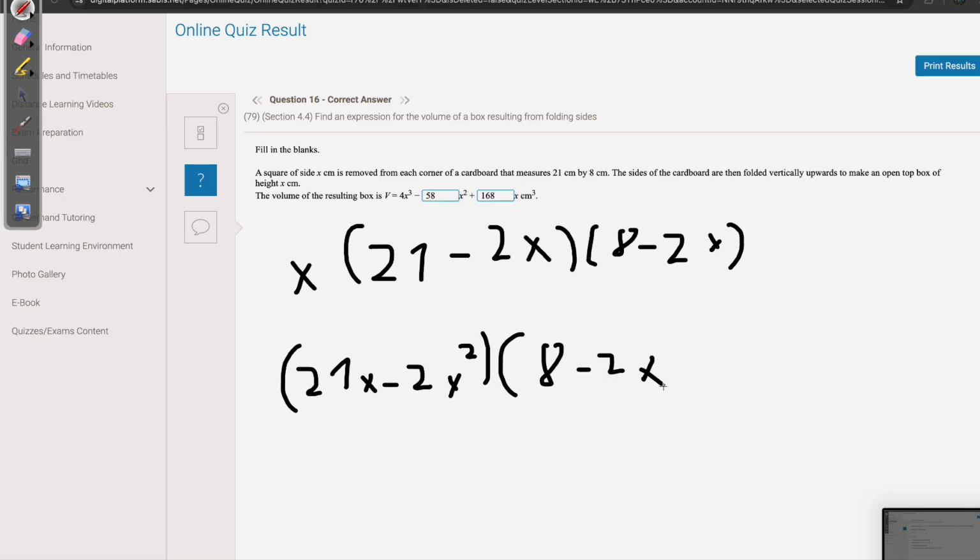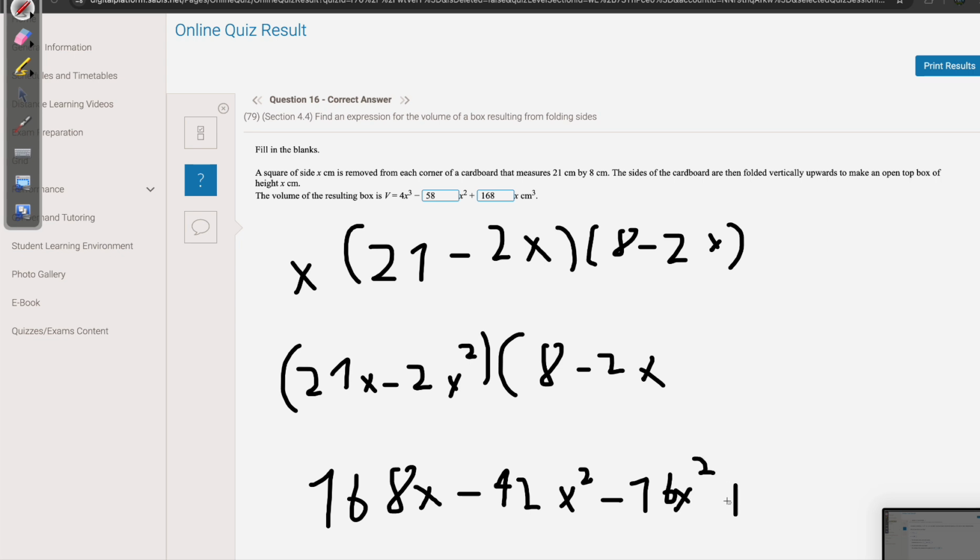First of all, 21 times 8, 168x minus 42x squared minus 16x squared plus 4x cubed. Simplify these two, you will get 58x squared, and that's what we'll get, 4x cubed minus 58x squared plus 168x.